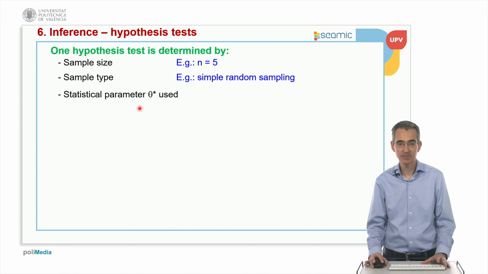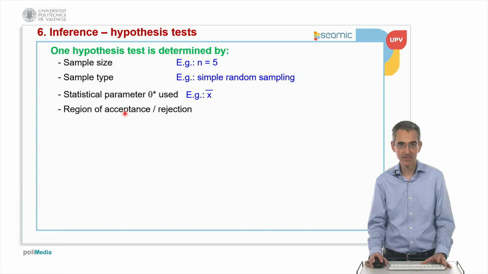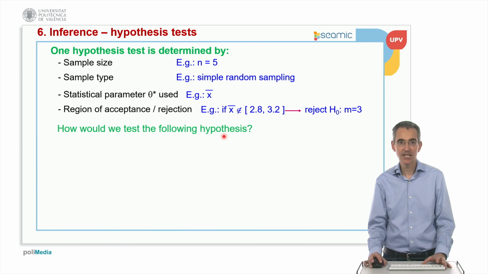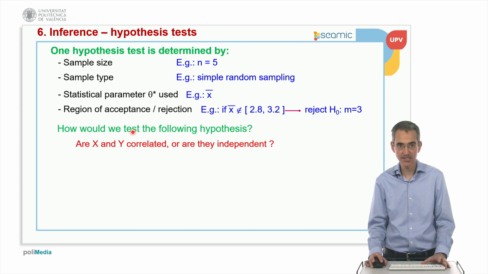Okay, then the statistical parameter that we compute from the sample. For example, it can be the sample mean, it can be the sample standard deviation, or there are other possibilities. And then we can compute a region of acceptance, of rejection or not rejection. For example, if the sample mean does not belong to this interval, the decision will be to reject the null hypothesis. And then, how should we test the following hypothesis? This is just to show you that there are other situations where we can also propose hypothesis tests.